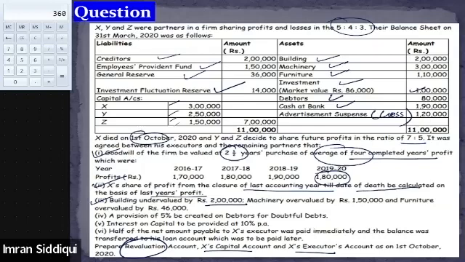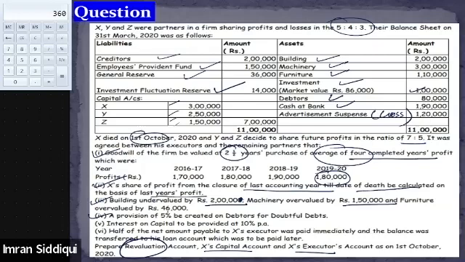Just a minute. I think there seems to be some mistake. Building should be undervalued by 20,000 only, because the original value is itself 2 lakh and it cannot be undervalued by 2 lakh. So we will presume that it is only 2 lakh. There seems to be some mistake. Let me check. Anyways, let me first of all read this question. Machinery is overvalued by rupees 1,50,000. Furniture overvalued 46,000. Okay.